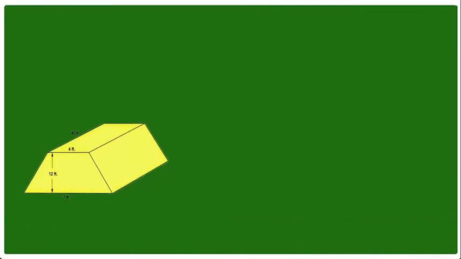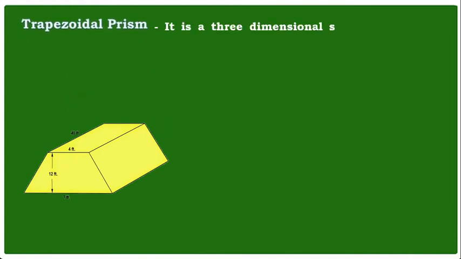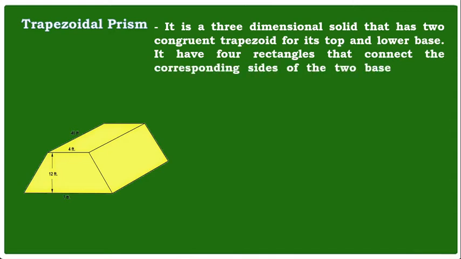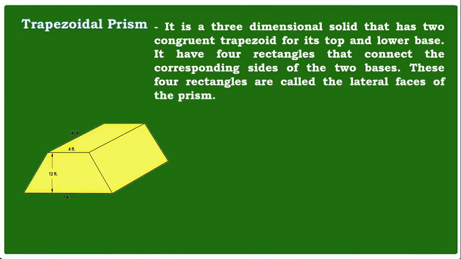The next one, what figure is this? It is a trapezoidal prism, another type of prism. Why is it named a trapezoidal prism? Let's find out. A trapezoidal prism is a 3-dimensional solid that has 2 congruent trapezoids for its top and lower base. It has 4 rectangles that connect to the corresponding sides of the 2 bases. These 4 rectangles are called the lateral faces of the prism.